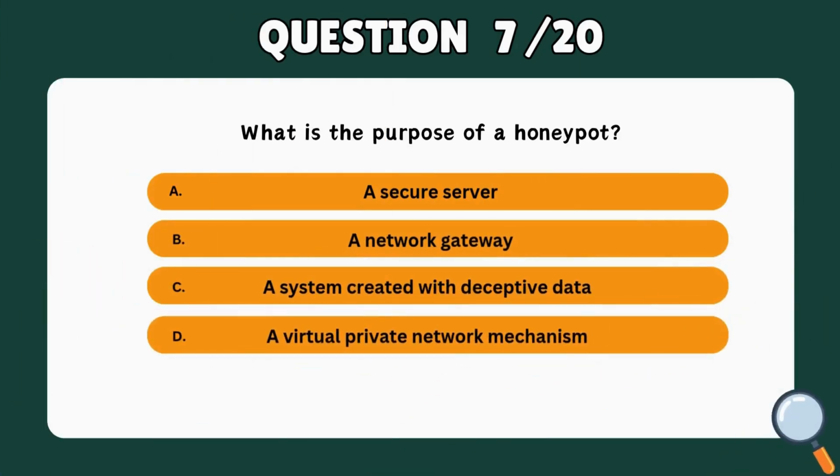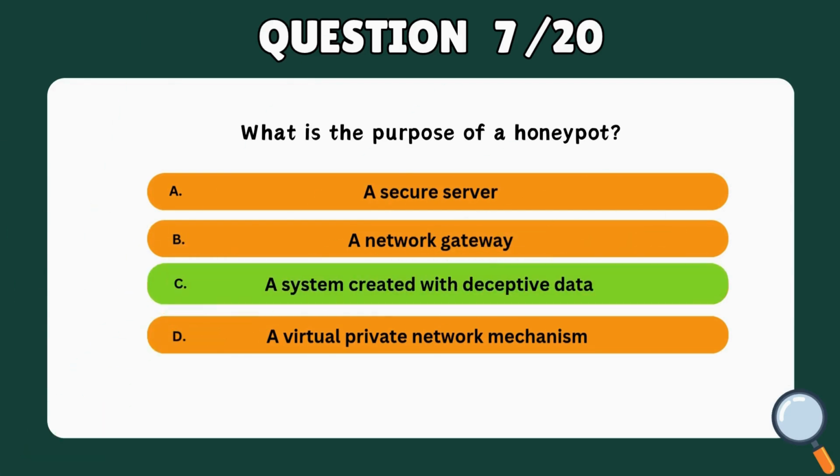Question 7. What is the purpose of a honeypot? A. A secure server. B. A network gateway. C. A system created with deceptive data. D. A virtual private network mechanism. Correct answer C. A system created with deceptive data.